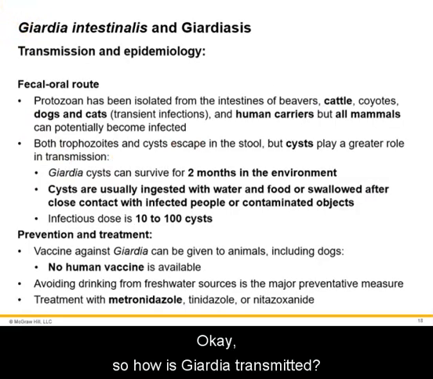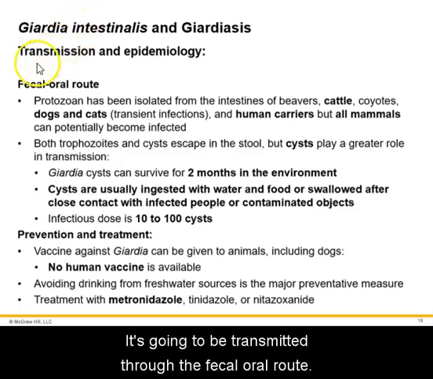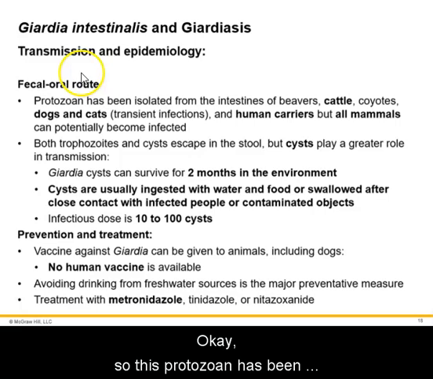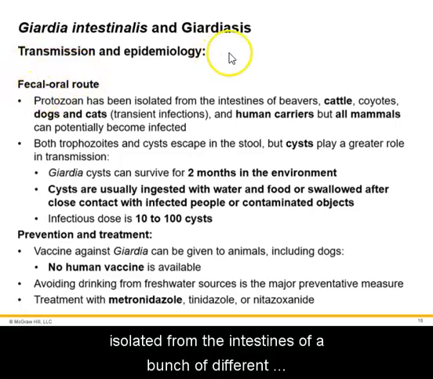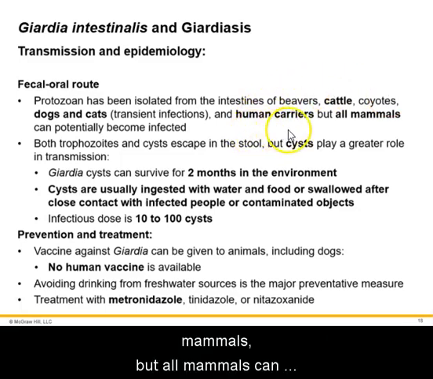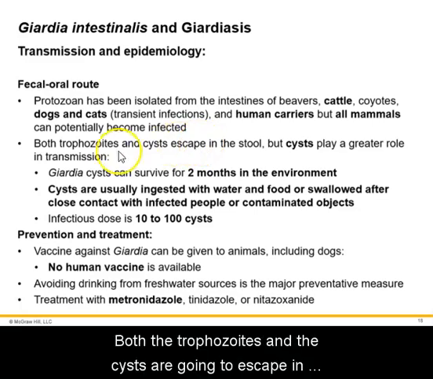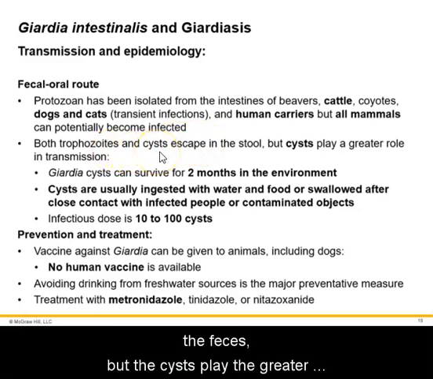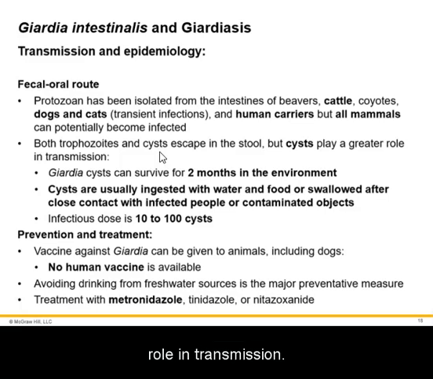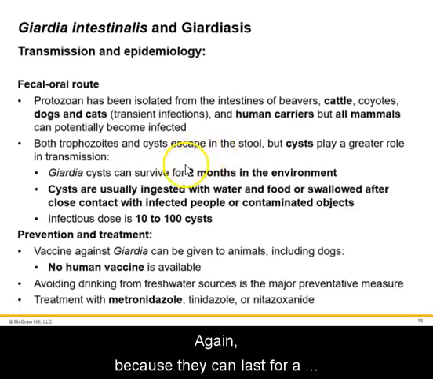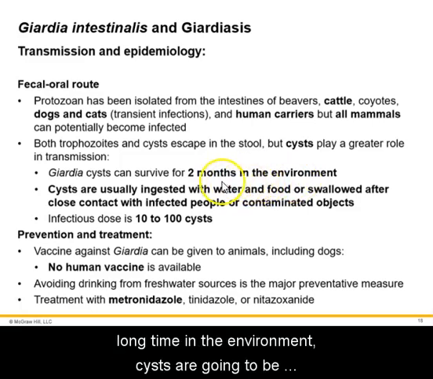Okay, so how is Giardia transmitted? It's going to be transmitted through the fecal-oral route. Okay, so this protozoan has been isolated from the intestines of a bunch of different mammals, but all mammals can potentially become infected with it. Both the trophozoites and the cysts are going to escape in the feces, but the cysts play the greater role in transmission, again, because they can last for a long time in the environment.